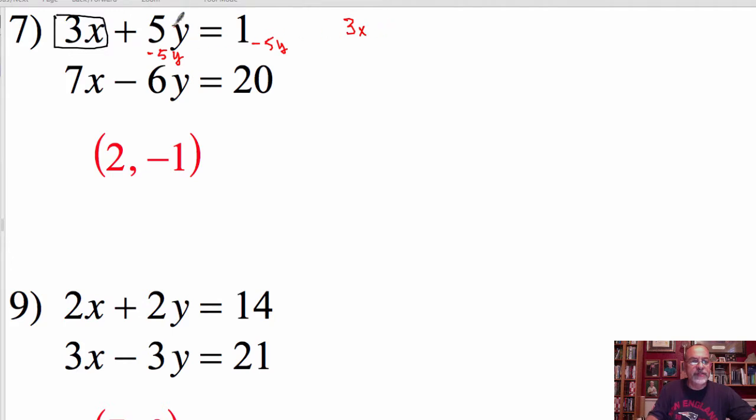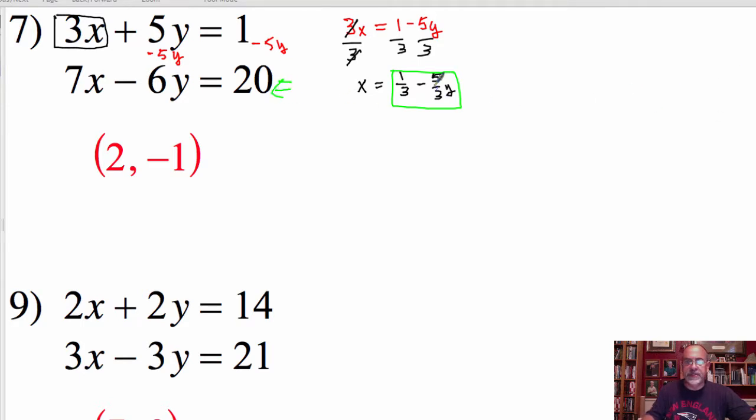So I'm going to have 3x, that's going to be 0. I'm going to have 1 minus 5y. And then I'm going to divide by 3. So dividing by 3 gets the letter x by itself, but leaves me with 1/3 here and 5/3 here. So x and this expression here are of the same value and therefore interchangeable. So in my next equation I can substitute this expression in for any x that I see.